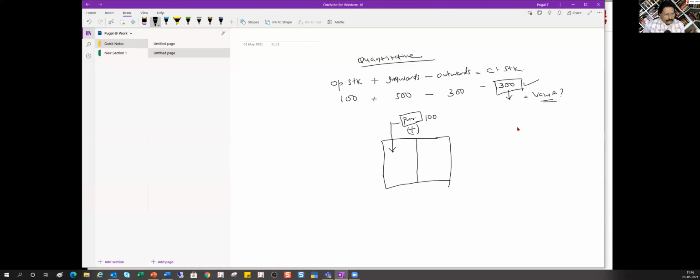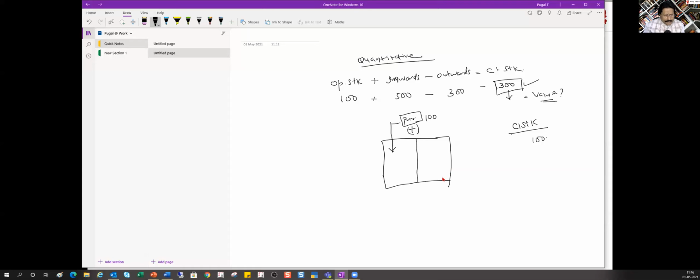So now we will see what your closing stock is at each stage. You made a purchase of 100 quantities, so there is no opening and there is no outward. At this point in time, the closing stock that you are holding is 100 numbers.